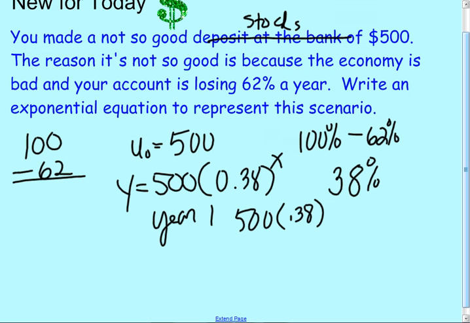Jane, how much is that? How much money do you have? You put your money in the stock market, lose $500, and you have a decay of 0.38 times 500. This is a very bad investment.